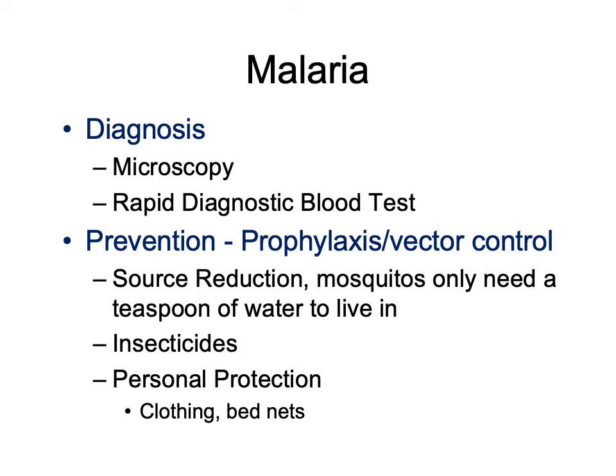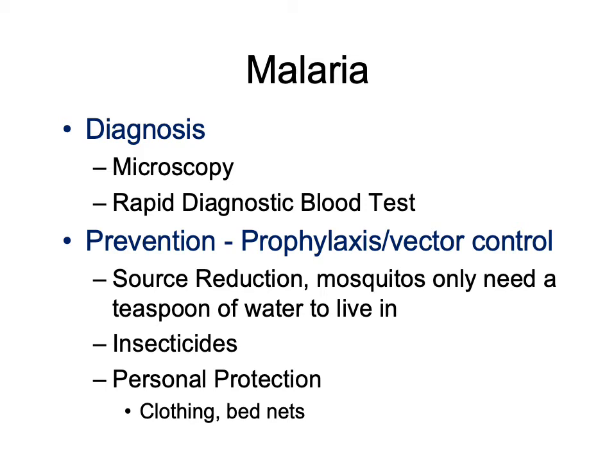Diagnosis of malaria is through microscopy. Also, you can do a rapid diagnostic blood test to check to see if you have this protozoa Plasmodium in your blood. Prevention is prophylaxis and vector control. Remember, this is caused from the mosquito carrying the Plasmodium through its life cycle. It is a biological vector, and that mosquito will transfer the infection to you when it bites you.